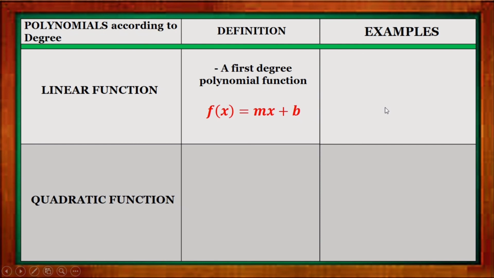So here are some examples of linear function. Number 1 is f of x equals negative 9x plus 7.